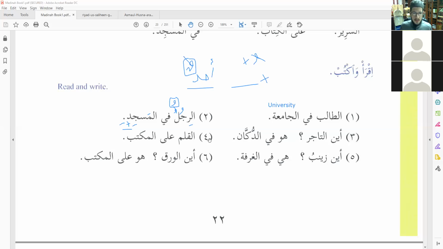Anybody else from the Sheikh family that's present would like to do number 4? القلم على المكتب. Excellent work. Translate that for us. The pen is on the table. MashaAllah. Excellent.